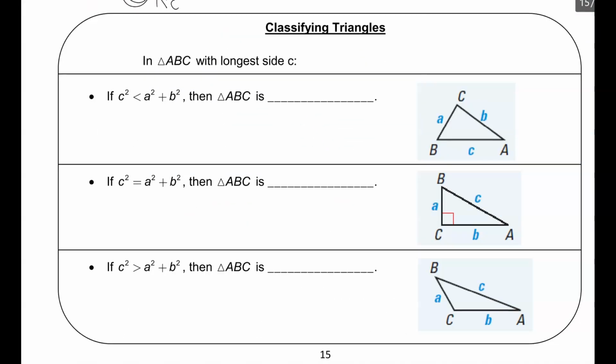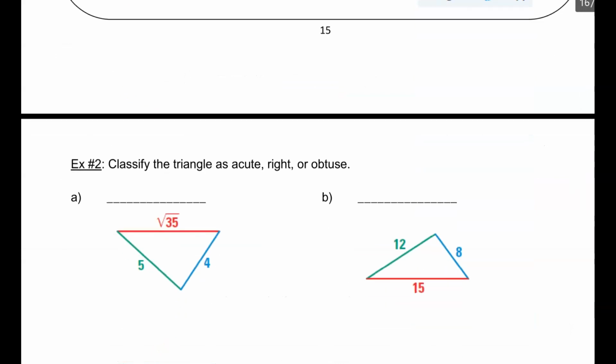Now, there are 3 different cases we could run into when we try this. If c squared is less than the addition, then we're going to have an acute triangle, which means the angle would be less than 90 degrees. If it is equal, we know that this would be a right triangle. That's what we went over in the last section. And last, if c squared is greater, that means the angle must be greater than 90 degrees. So we would say it's an obtuse triangle, because an obtuse angle is larger than 90.